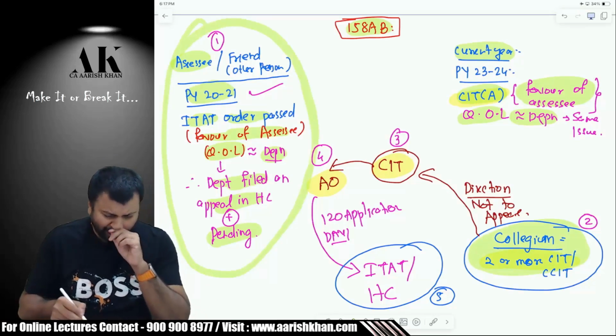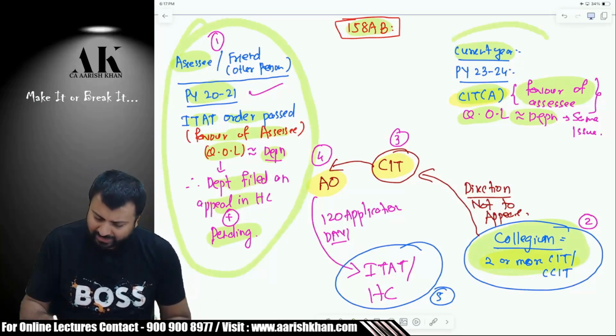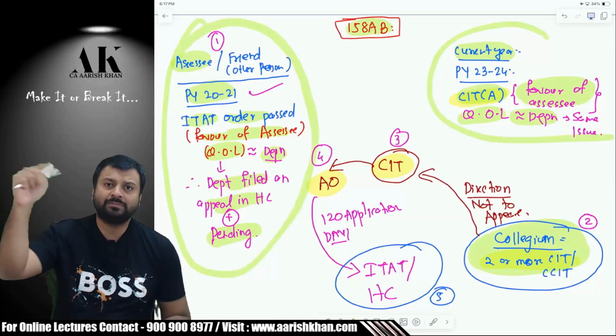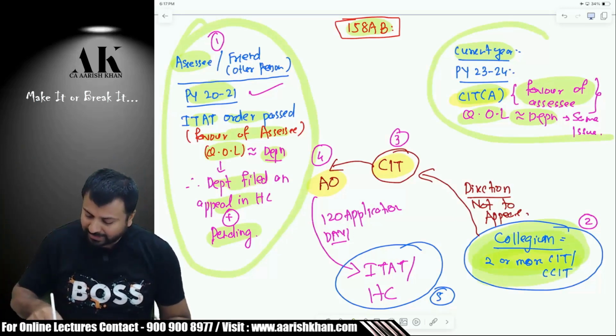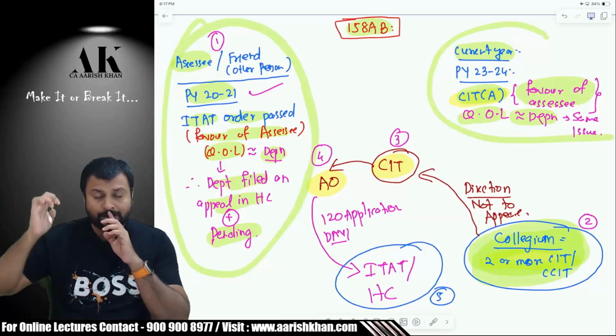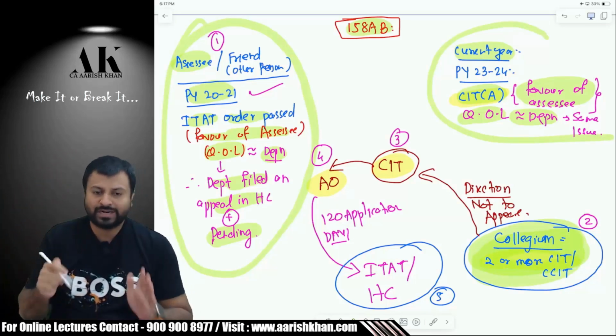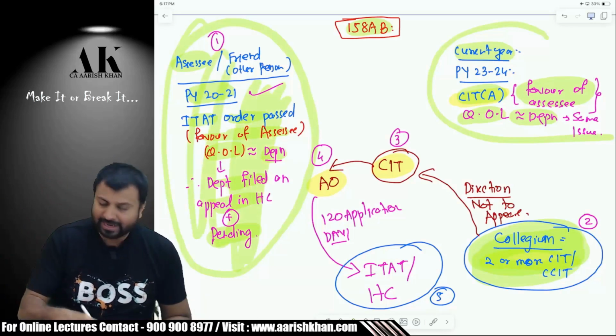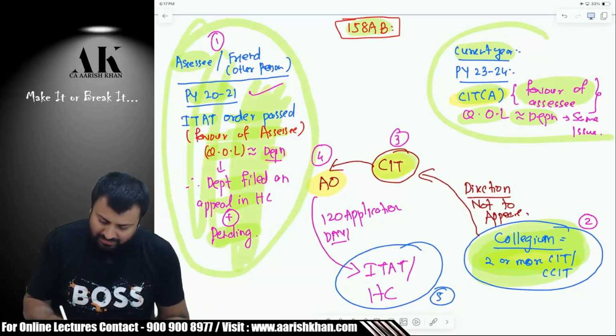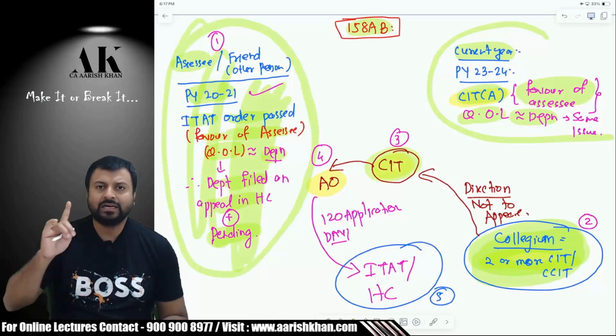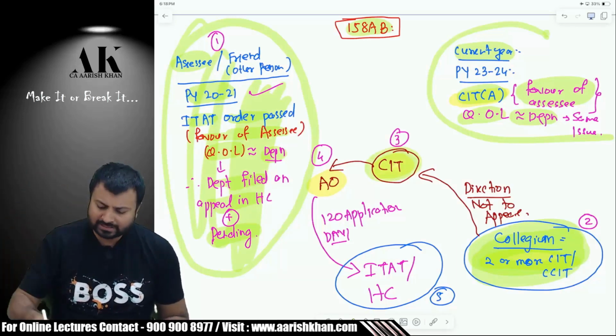For 2021, a similar matter is already pending. Now in the current year also, what sense does it make to appeal the same matter again? So a collegium is made by the department, comprising 2 or more commissioners or chief commissioners. They will look into such matters where a similar pending matter is already appealed by the department. They will tell the CIT that a similar matter of last year is already pending. That's the reason we are not appealing in 23-24.